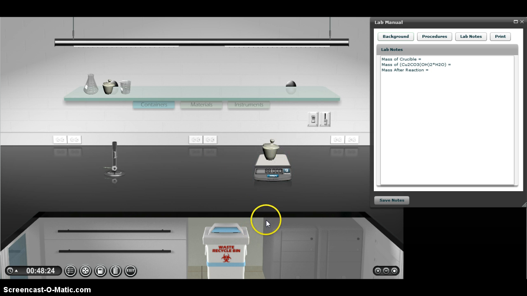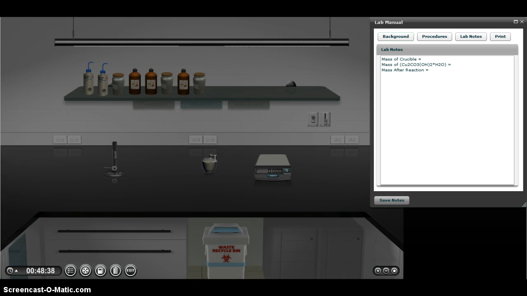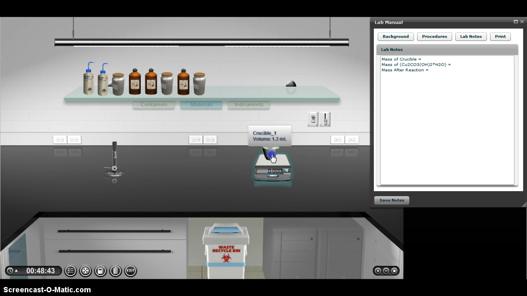Now we're going to weigh our crucible. It ends up being 88 grams, and we'll go into the materials section and click on the copper carbonate hydroxide hydrate substance and go ahead and input 5 grams for our procedure, and we'll reweigh it, and we end up getting 93 grams total, and we'll put both of those pieces of data into the lab notes to hold on to for later.